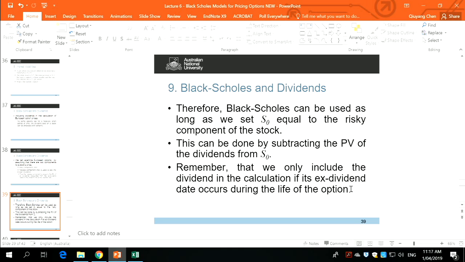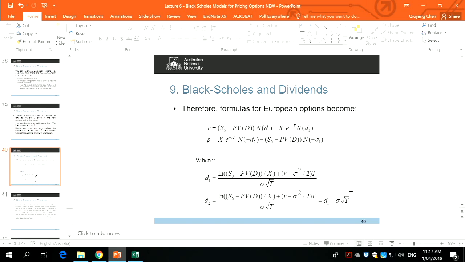Now we're going to do exactly that correction to our stock price S0. So that's the formula, which looks almost identical to the original formula. One slight modification is that we simply subtract the present value of the dividend from the current share price. We do that in the D1 and the D2 calculation.